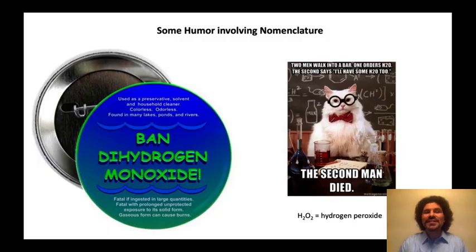Okay, so in this lesson, we talked about binary compounds, just 2 elements. In the next lesson, we're going to get a little bit more complex and start talking about ionic compounds that contain polyatomic ions.